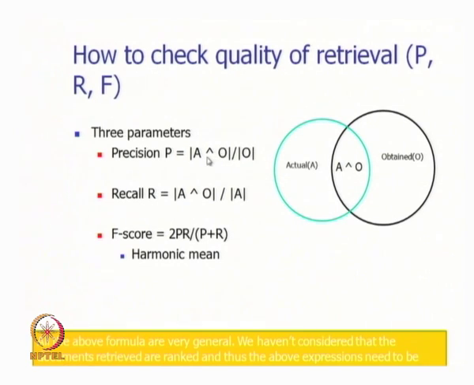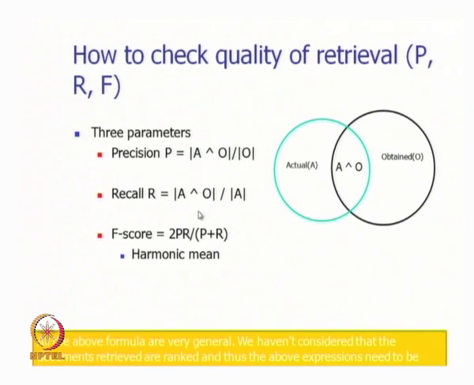Okay. It is measuring the proportion of correct entities out of the obtained ones. This is this ratio. This is clear. So, out of the ones which are obtained, how many are correct? This is the proportion. And if you multiply it by 100, then you will get the percentage precision.